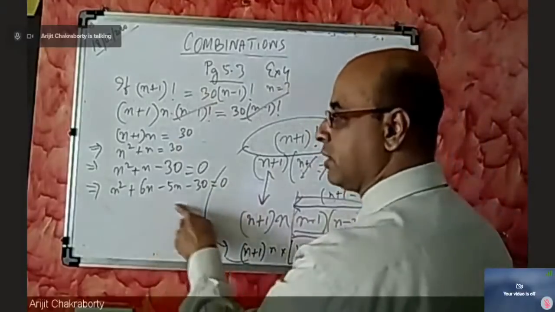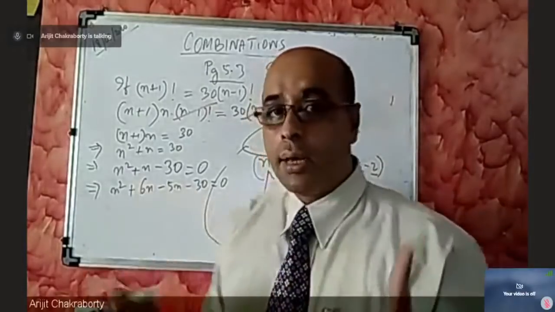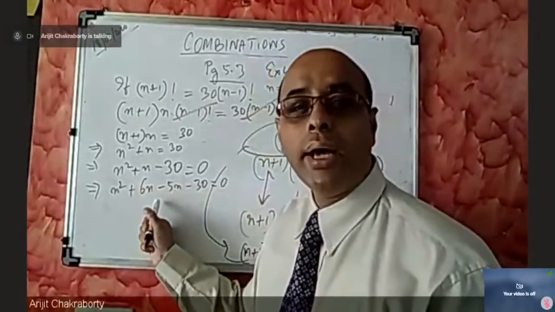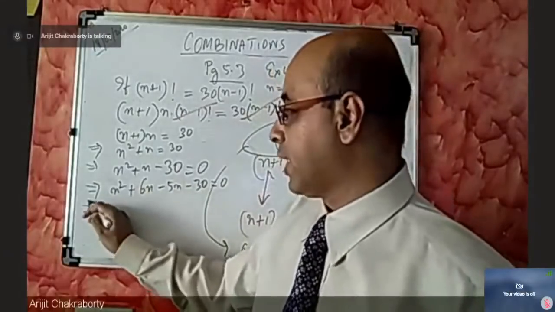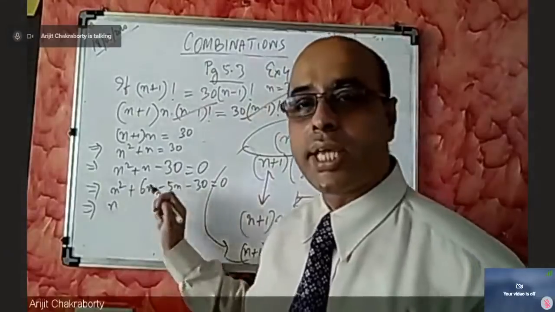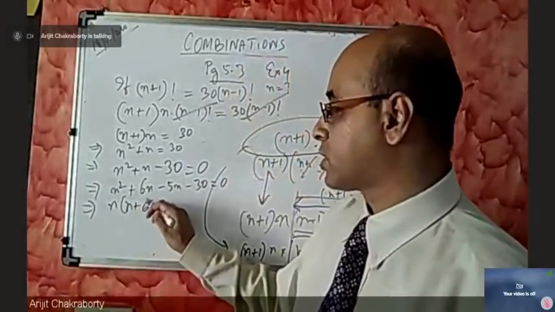This is how we are split. Plus n, we have expanded as plus 6n minus 5n. Okay? So what do we get? n square plus 6n. Let us take n common. So I am taking n common. You get n plus 6.